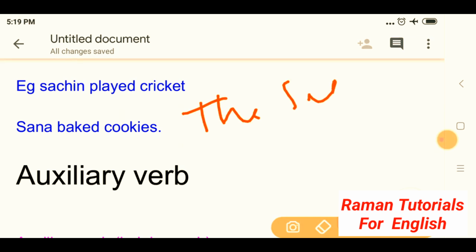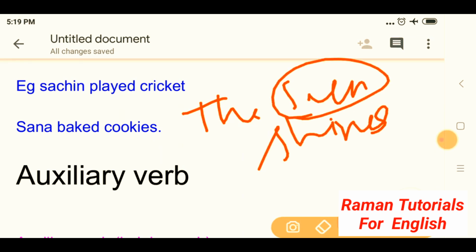The sun shines. Sun is a noun and shines is a verb. And there is only one verb in the sentence. And it can stand independently without the support of another verb and provides complete meaning to the sentence. Yes.